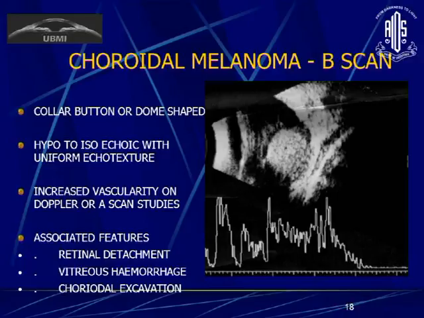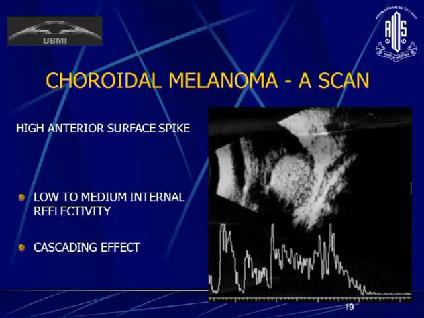And therefore, you get the classical sign on A scan. It's an anterior spike and the cascading reflectivity, because there are no interfaces inside. From an ultrasound point, if you have interfaces between the two echoes, the spikes will be high. If there are no interfaces, the spikes will be low. That's how the A scan typical picture is, cascading reflectivity.